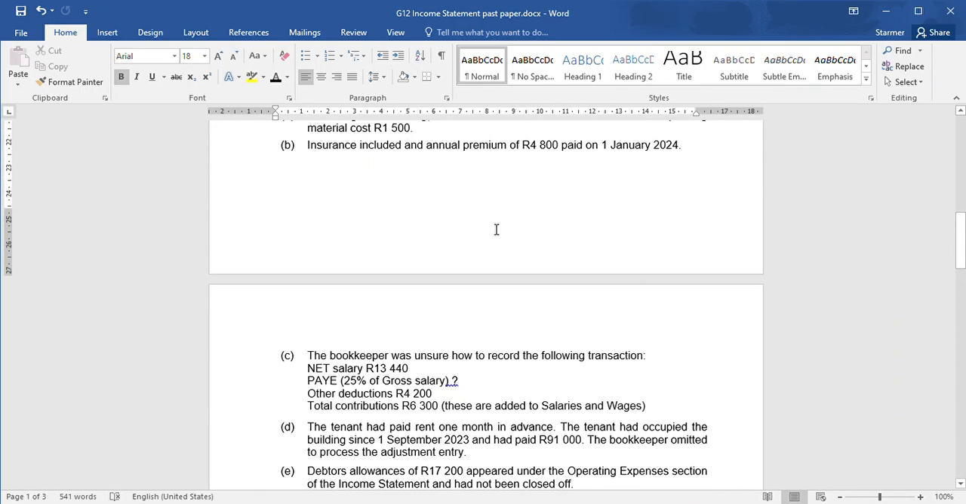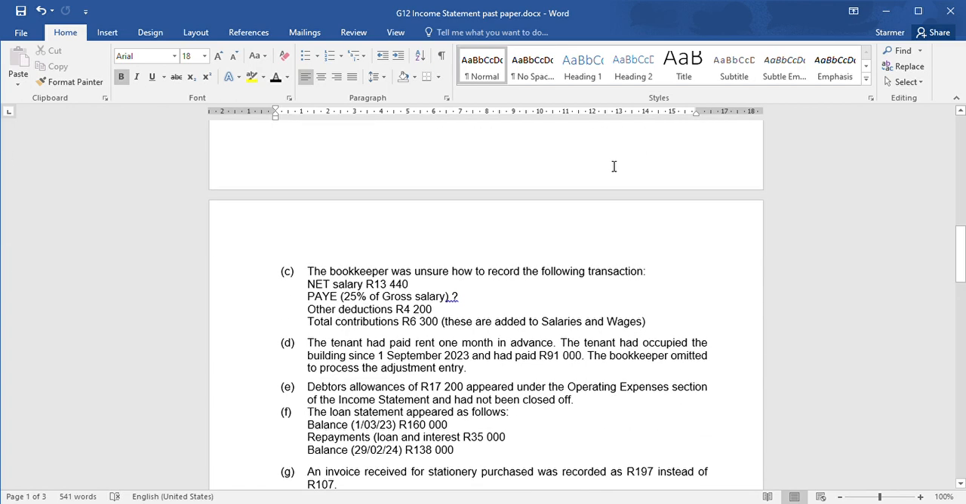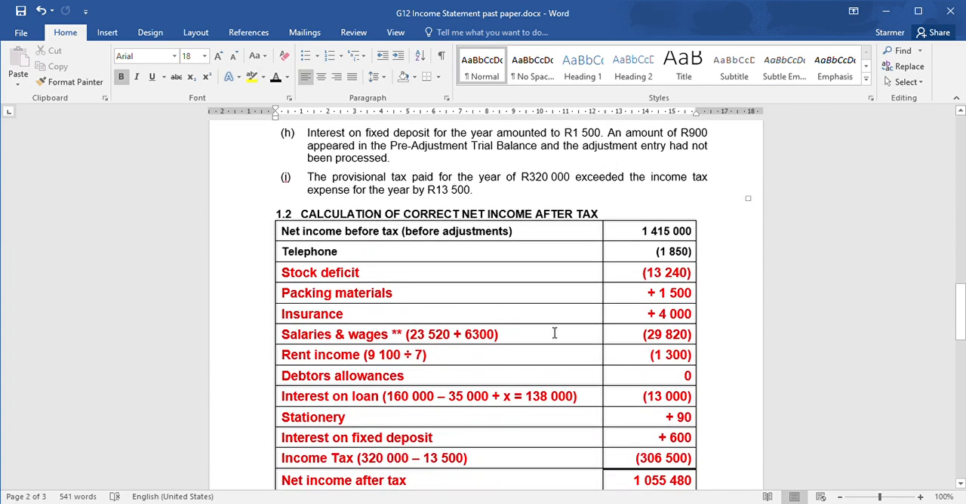Okay, then insurance included an annual premium of 4,800 paid on the 1st of January. If you look at this, January and February fit within your financial year, but the other 10 months don't. So you've prepaid here. When you've prepaid 10 months out of the 12, you're going to decrease your expense. So you subtract from your expense. If you subtract from your expense, your profit is going to increase.